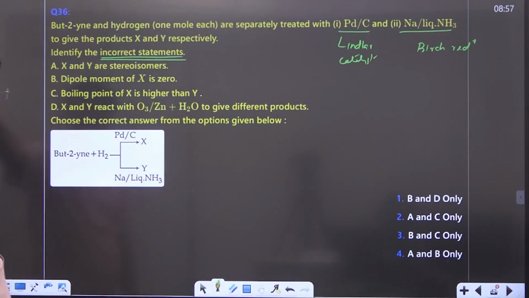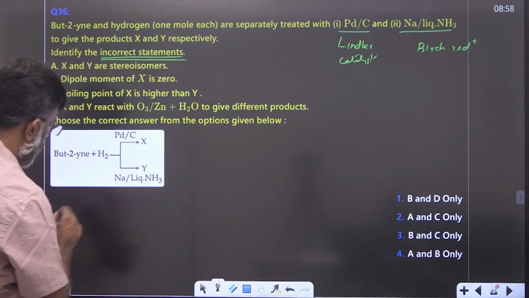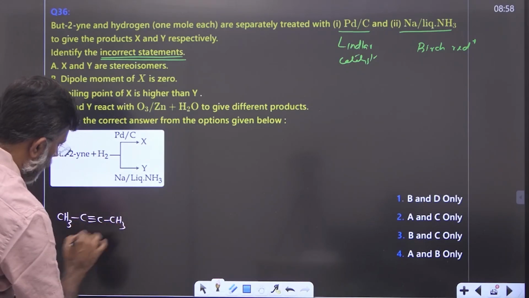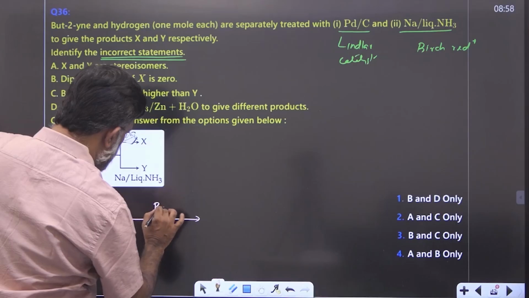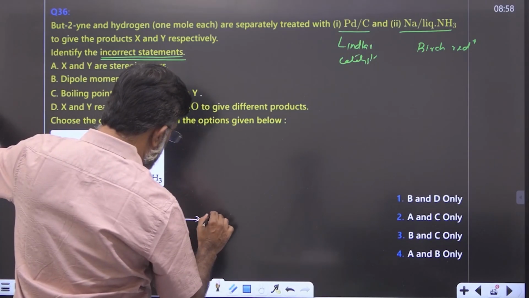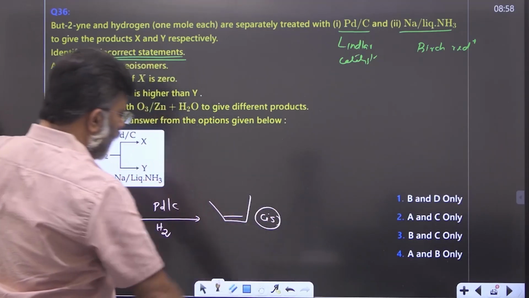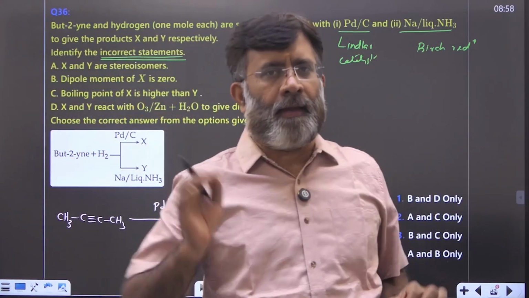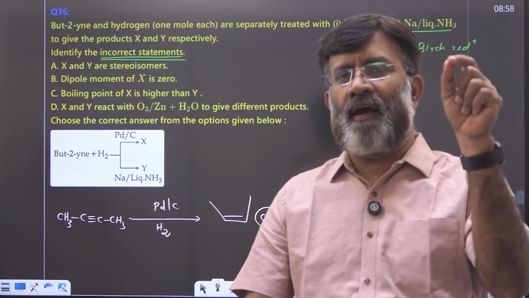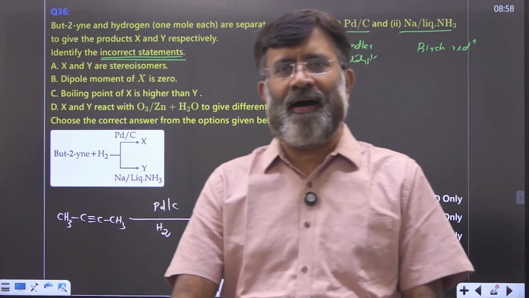X and Y are stereoisomers. One of the very important reactions, but-2-yne. But-2-yne, when treated with palladized charcoal and a limited amount of hydrogen, gives but-2-ene, the cis product. All of you remember, but-2-yne is converted to but-2-ene. Method of preparation of alkenes. The chapter is hydrocarbons. First, method of preparation of alkenes.